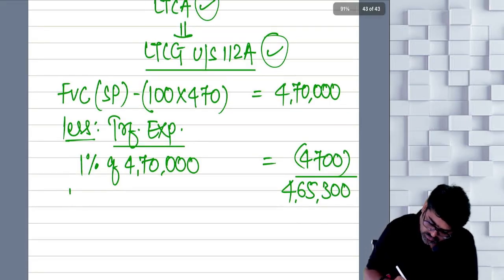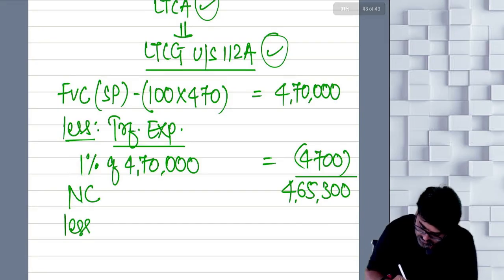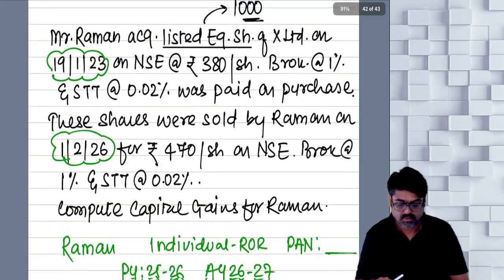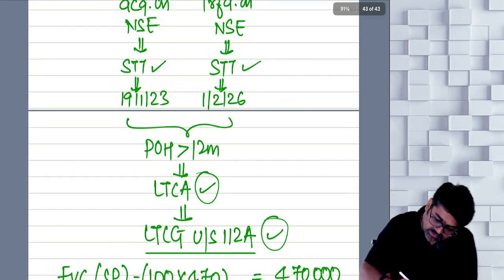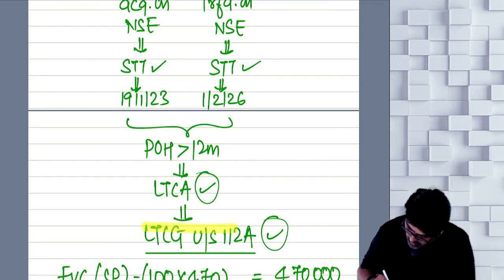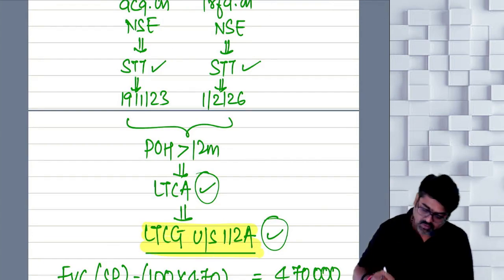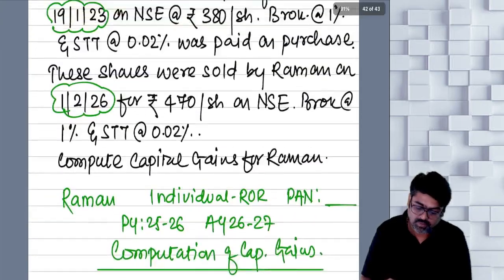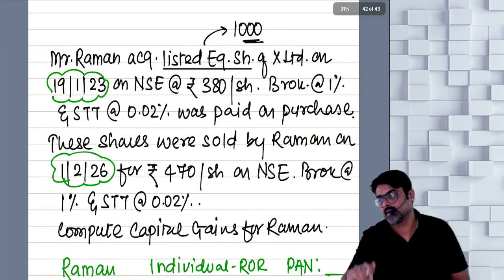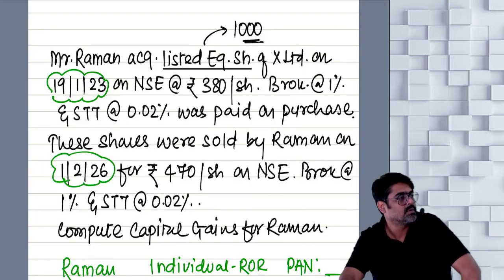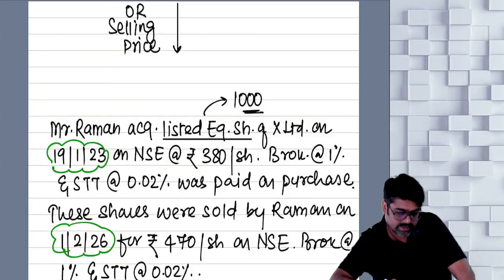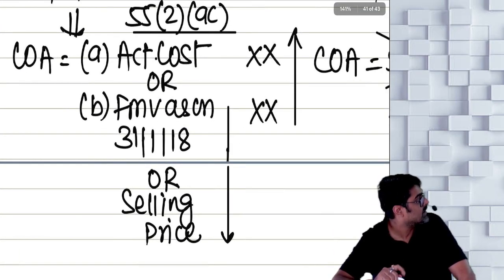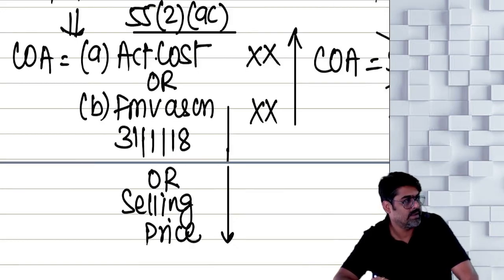465. This is your net consideration. Now from this, you are going to reduce. Now tell me, if you calculate your capital gain under section 112A, you are supposed to take cost of acquisition. Will you apply 55 to AC? If you apply 55 to AC, then the cost will be this much. Yes or no? Actual cost or fair market value as on 31st January 2018, whichever is higher.